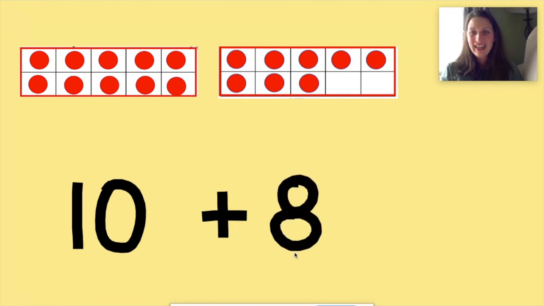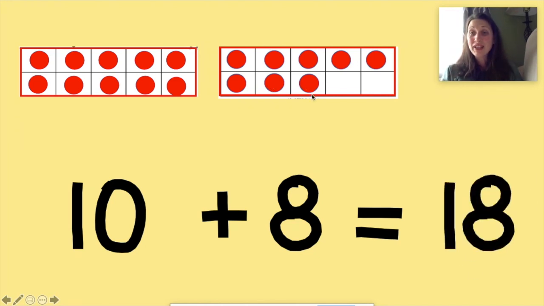There it is. And what is 10 plus 8? How many is that equal to? Well, we know the number of the day, yes. We can also figure it out by counting the counters. I'm not going to count all of these. I know there's 10, but I'll start with 10 and count on. 11, 12, 13, 14, 15, 16, 17, 18. So 10 plus 8 equals 18.